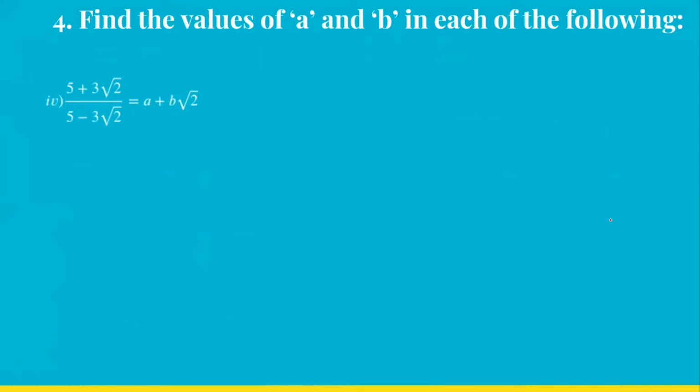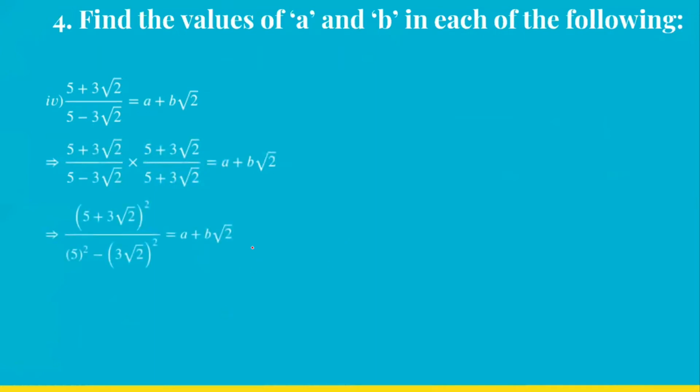5 plus 3 root 2 upon 5 minus 3 root 2. Rationalize the denominator. So 5 plus 3 root 2 is your rationalizing factor. Multiply in the numerator, you get A plus B the whole square, 5 plus 3 root 2 the whole square. Denominator, you have A minus B into A plus B format, which is equal to A square minus B square.